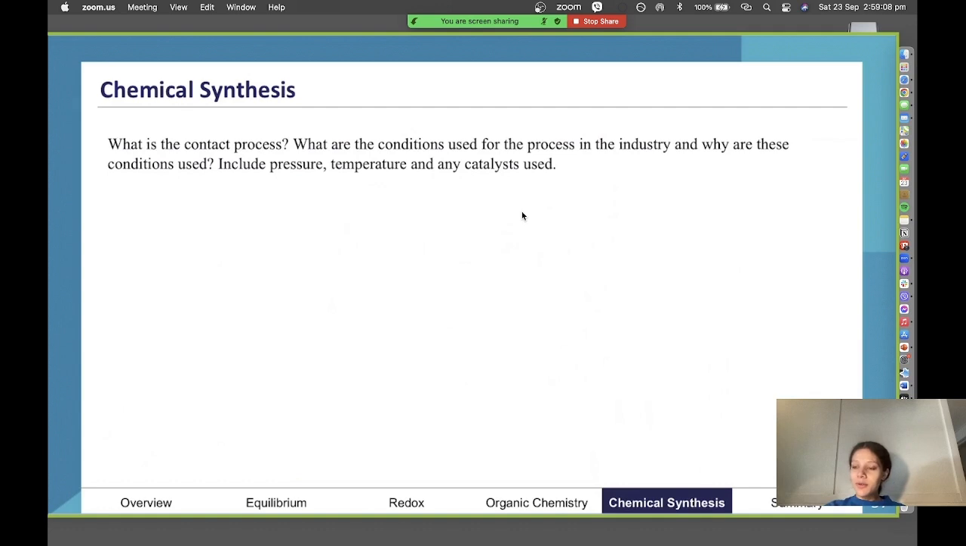So what I would probably do for this short answer question is actually just starting with breaking down the question itself. So we want to answer what is the contact process. That's pretty much going to be looking at what is it producing. So what are the conditions used for the process in the industry? And why are they used? So we actually need to probably relate it. If we have a certain condition, we need to actually relate it to the equation of that step or process.